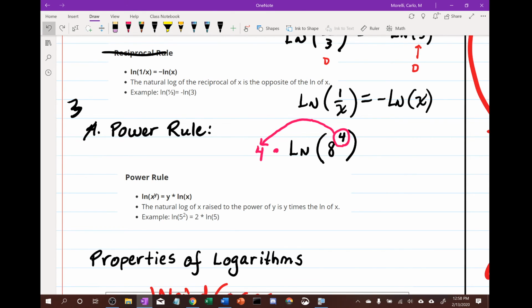Let's see that again. Here's what happened. Here they were. Homeboy comes down, sits here, gets multiplied by ln, and disappears from the exponent position entirely. Y'all with me? So we're going to write the power rule. Ln of 8 to the power of 4 is equivalent to 4 ln 8. What do y'all think about that?